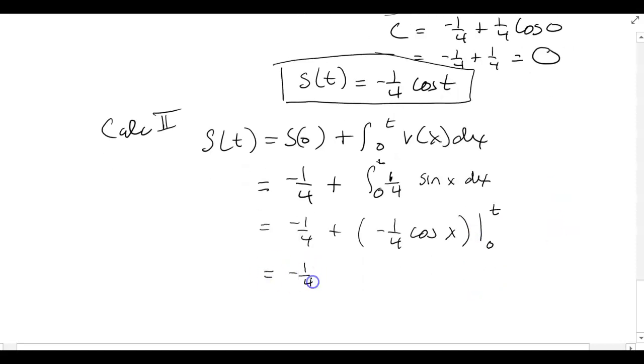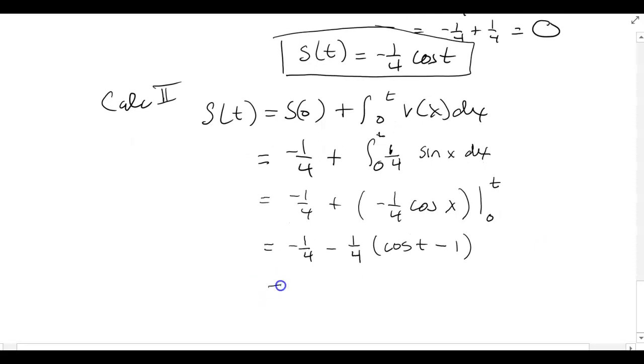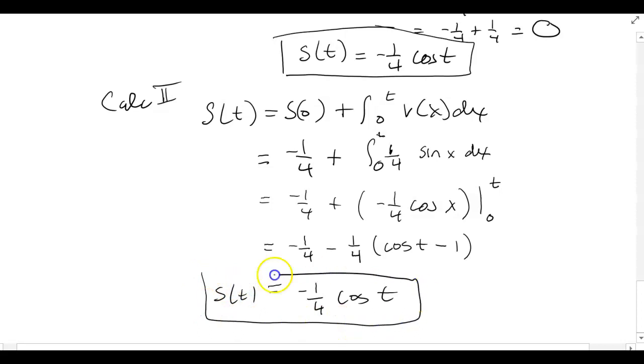So we have negative 1/4 minus 1/4. I'm going to pull the 1/4 out, and we have cosine t minus, well, cosine 0 is simply 1. And if we then distribute the negative 1/4, we get positive 1/4. They cancel away, and we are left with negative 1/4 cosine t for our s of t. You get the exact same answer that we got before, just a slightly different method and different way of completing the problem.